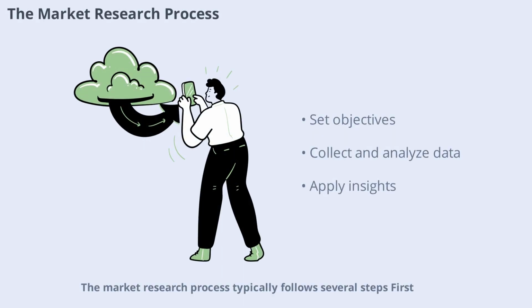The market research process typically follows several steps. First, define your objectives. What do you want to learn? Next, design your research plan and choose your methods. Then, collect and analyze the data. Finally, interpret the results and use them to guide your business strategy. Each step is crucial for turning raw data into actionable insights.